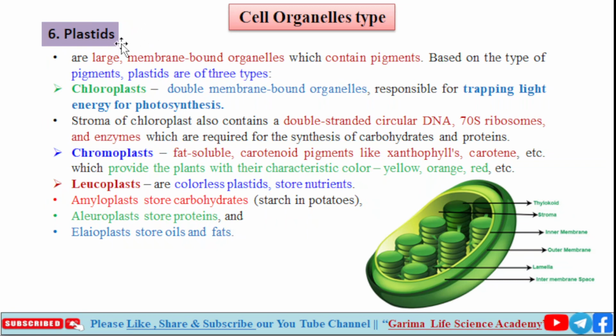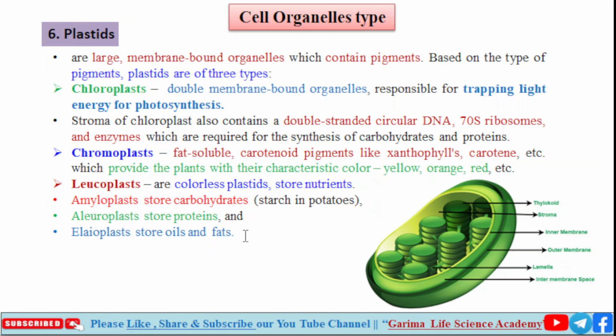So we saw the plastids and their types based on pigments: chloroplast, chromoplast and leucoplast. Chloroplast is responsible for photosynthesis, trapping light. Chromoplast is responsible for colors like yellow, orange and red, and leucoplast is a colorless plastid that stores nutrients. The three subclasses of leucoplast are amyloplast, aleuroplast and elaioplast, which store carbohydrates, proteins, and oils and fat respectively.